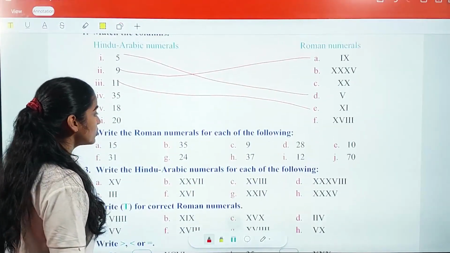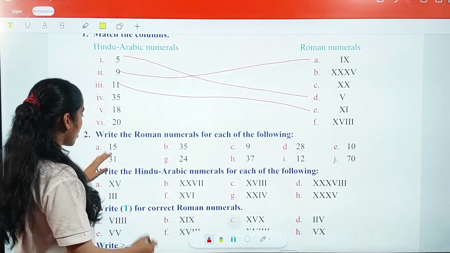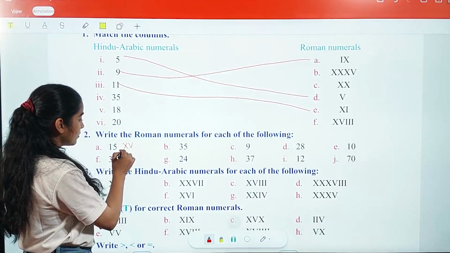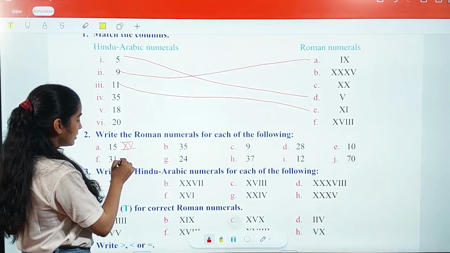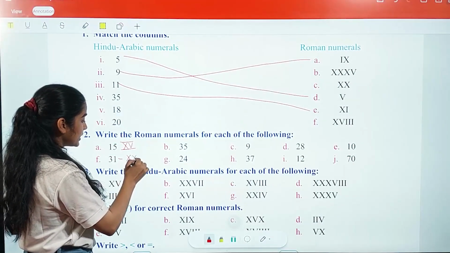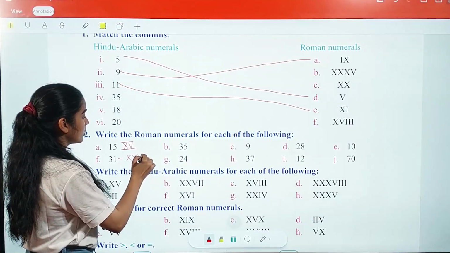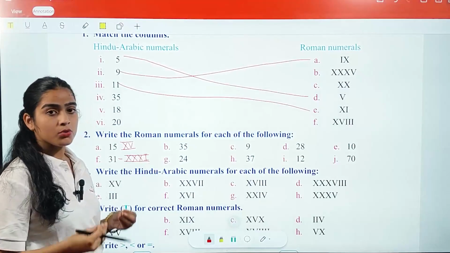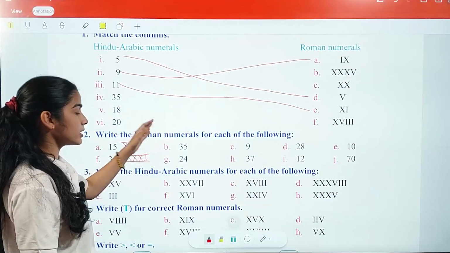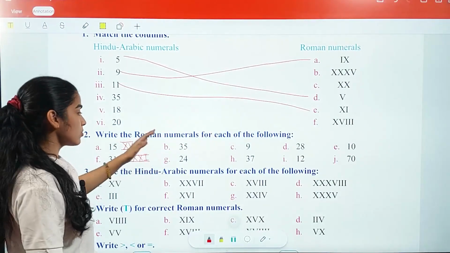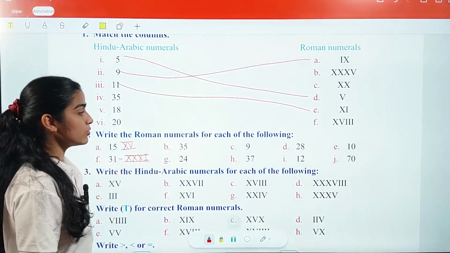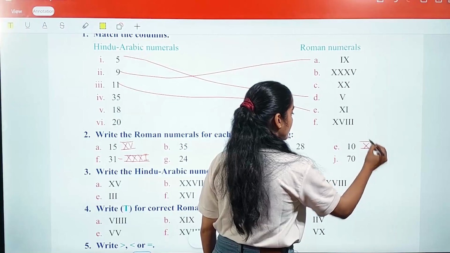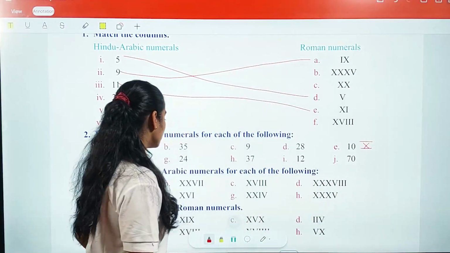Now write the Roman numerals for each of the following. So how can we write 15? 10 and V. 15. Then 31. So 10, 10, 10 and 1. So students, you understood how you can convert Hindu Arabic numerals into Roman numerals. So you can simply write the rest. For example, you have here 10 only. Okay, so simply you have to do this.